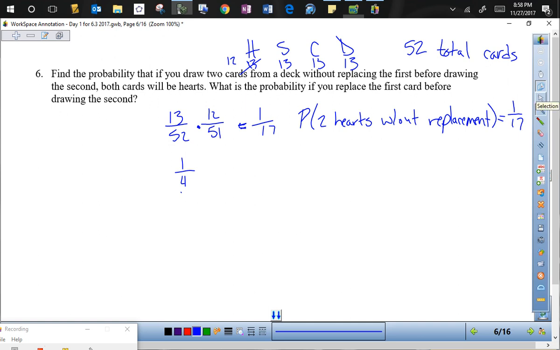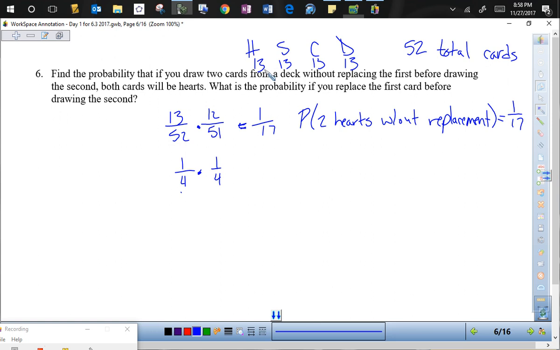Well, the second part asks us, what is the probability if you do replace the first card? The first card isn't affected, so I'm going to use this 1/4 because that's the same as 13 over 52. Great. Well, now I'm going to put that heart back in the bag. So if I go up here, I still have all 13. I still have 52 to choose from. And I'm going to choose again. Probability of hearts does not change if you put it back, so it's 1 over 4 again.